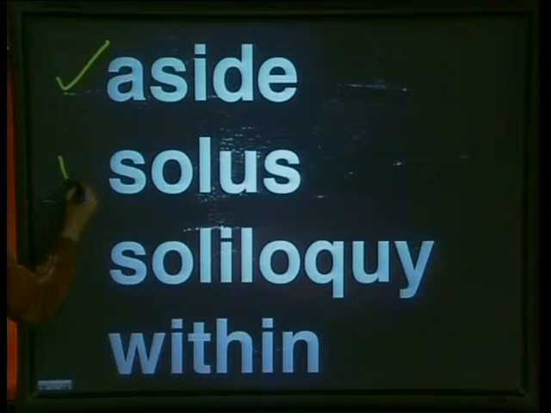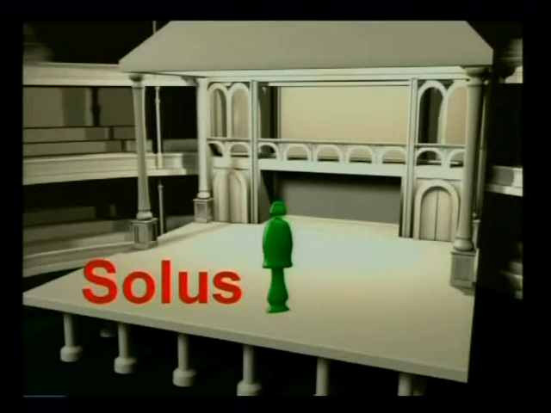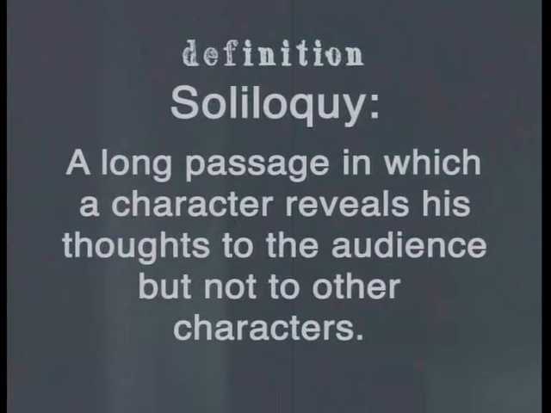Aside, solus, soliloquy, and within. An aside is words that an actor speaks directly to the audience that the other actors on stage cannot hear. Solus means that a character is alone on stage. Do you know what a soliloquy is? If not, write down this definition because Shakespeare uses this device a lot. A soliloquy is a long passage delivered by a character alone on stage. He reveals his thoughts to the audience, but not to the other characters.